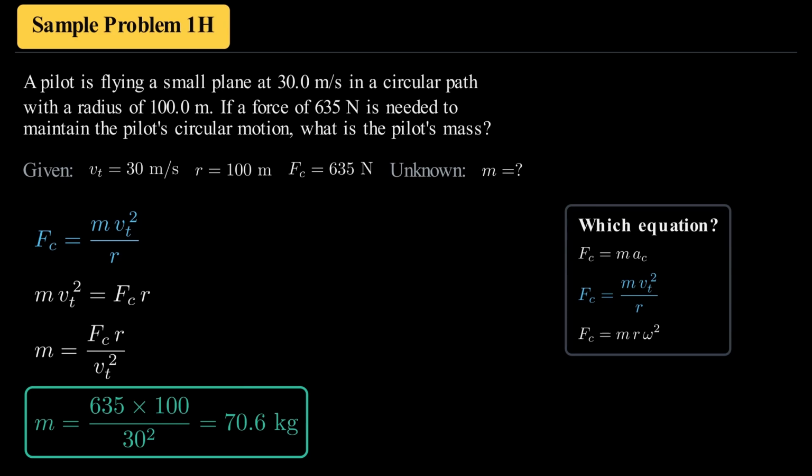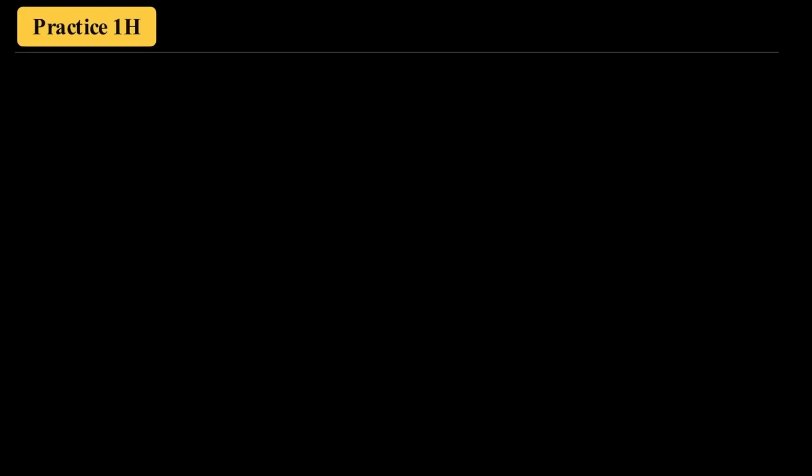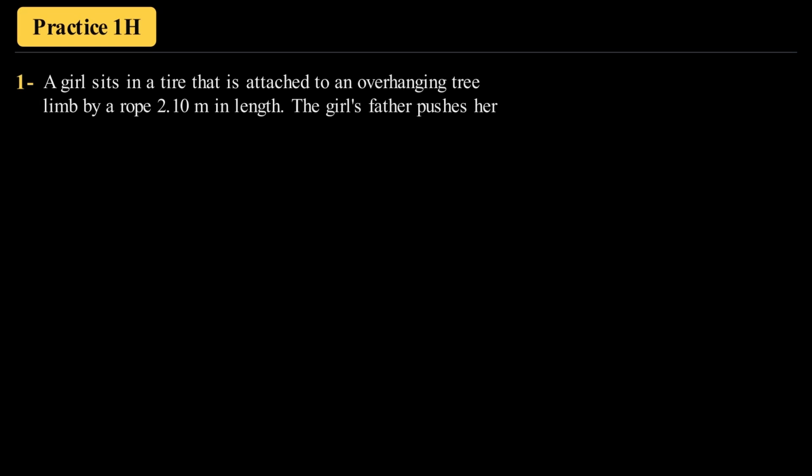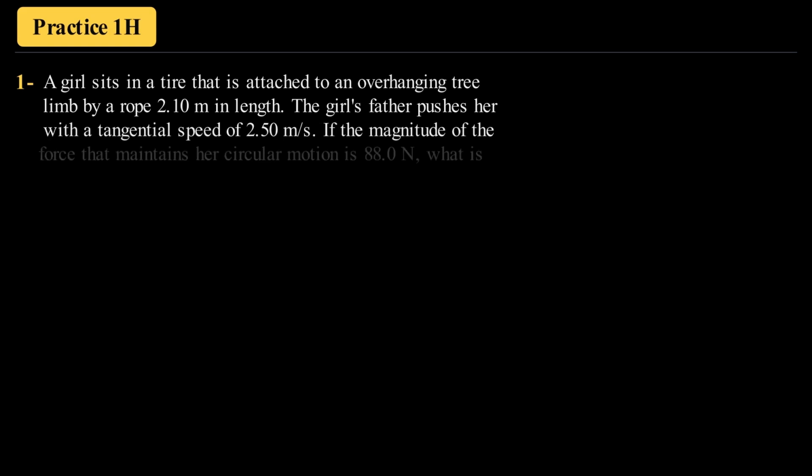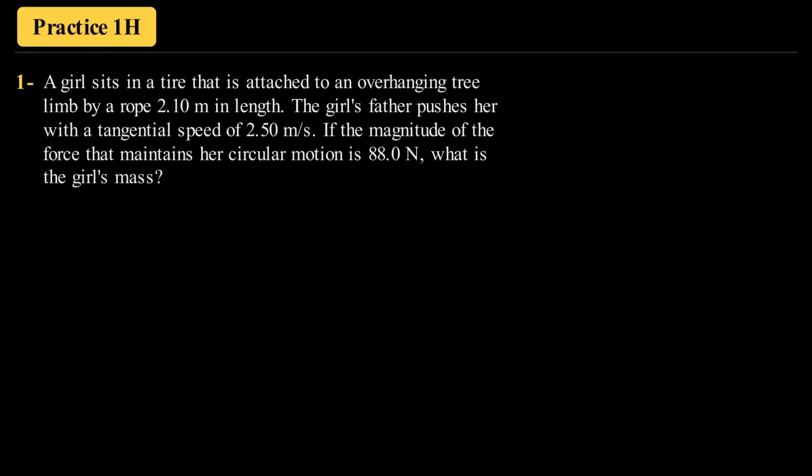We have practice 1H. A girl sits in a tire that is attached to an overhanging tree limb by a rope of 2.1 meter in length. So that is R. The girl's father pushes her with a tangential speed of 2.5 meter per second. So Vt is 2.5 meter per second. If the magnitude of the force that maintains a circular motion is 88 Newton, so Fc is equal to 88. What is the girl's mass?